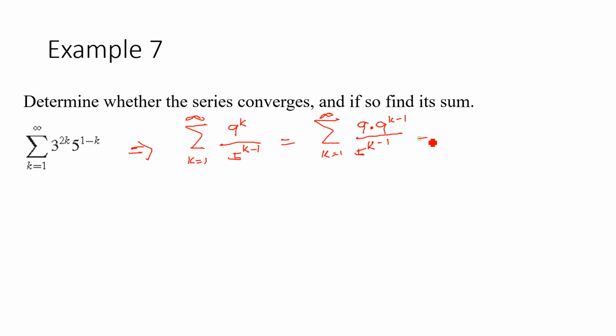So in this case, we can rewrite this one as the summation of 9 times (9 over 5) raised to k minus 1 from 1 to positive infinity. Okay, so we already have this one. And as we can see here, our r is equal to 9 over 5, which is okay.